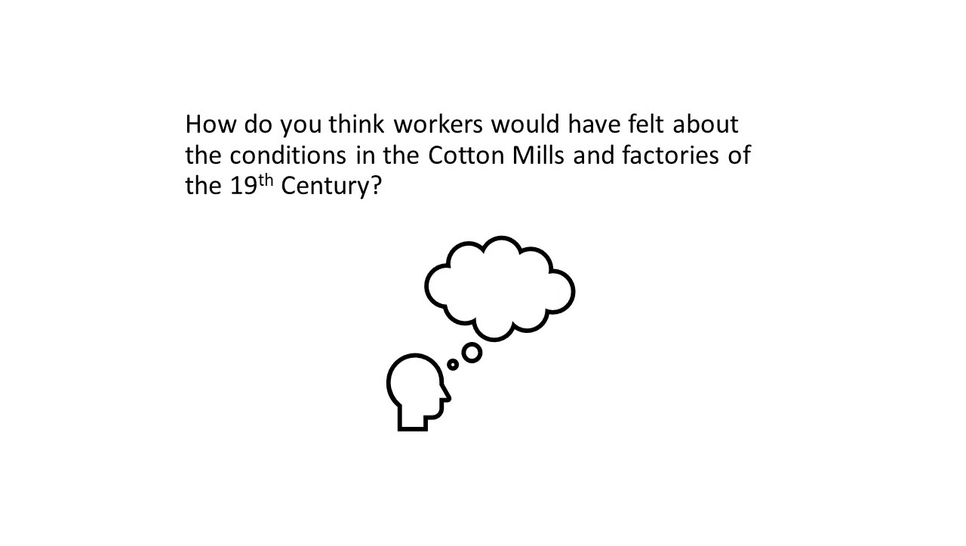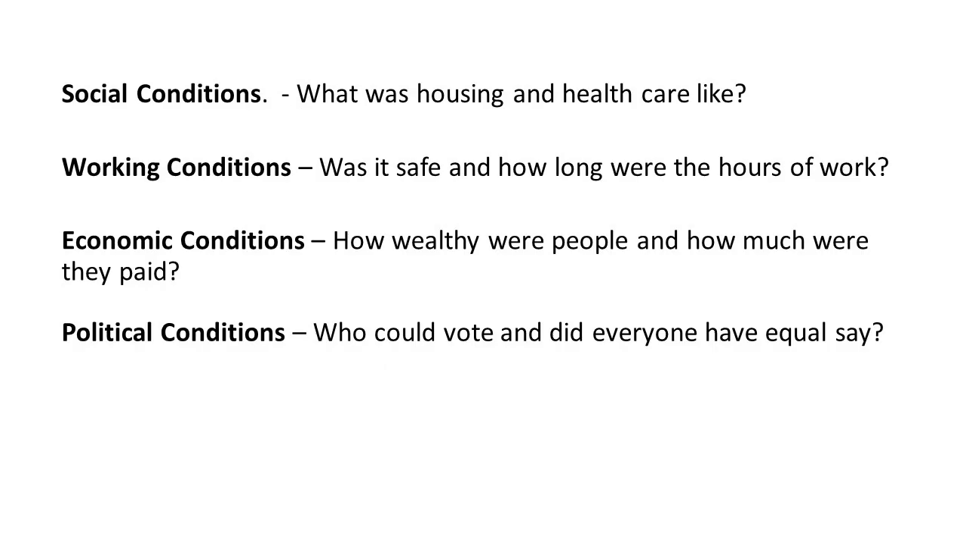So we're going to look at a wider picture today. We're going to look at more than just life in the cotton mills and factories. We're going to look at 4 key areas, and you can see those in front of you now. So we're going to look at social conditions. What was housing and healthcare like? How did people live? And what happened to them if they were ill?